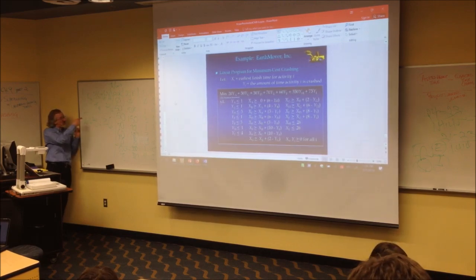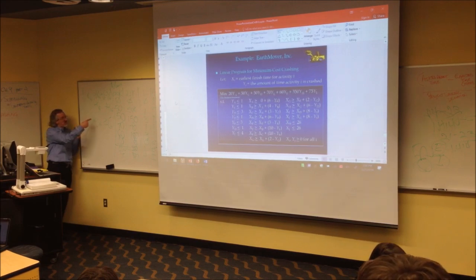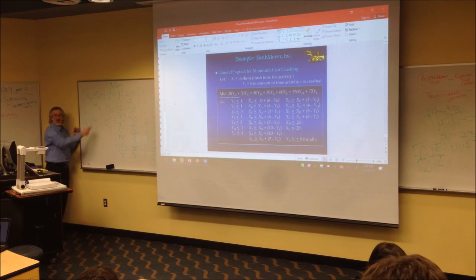1 underneath this variable, -1 underneath this variable, +1 underneath this variable, and a 6 on the right-hand side, and a greater than.